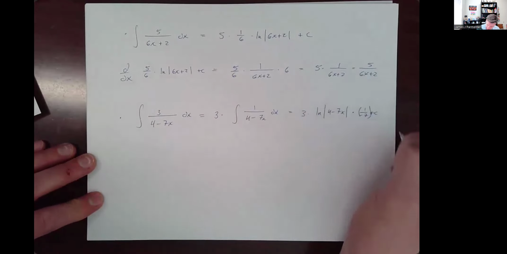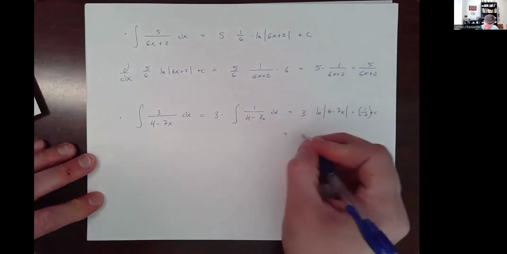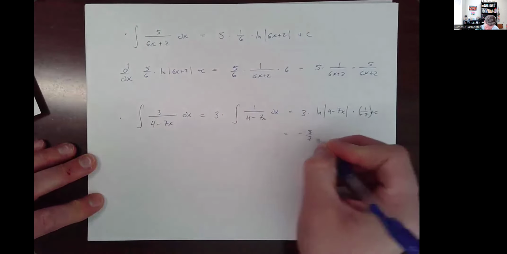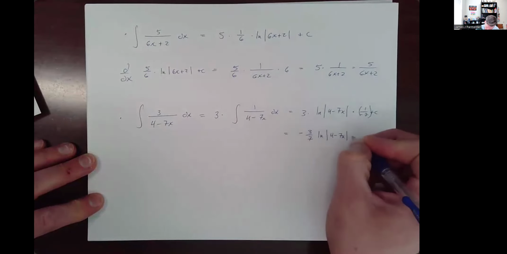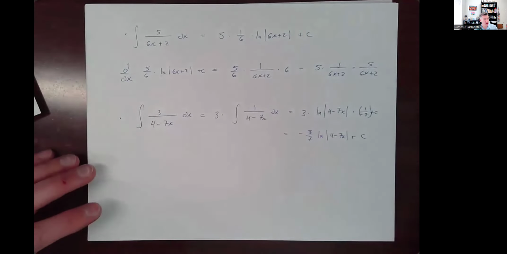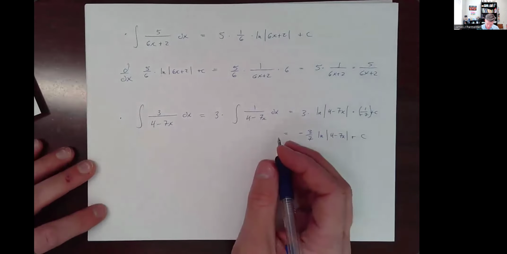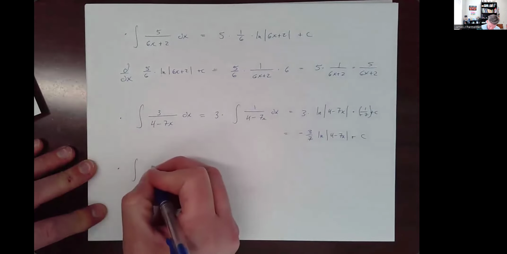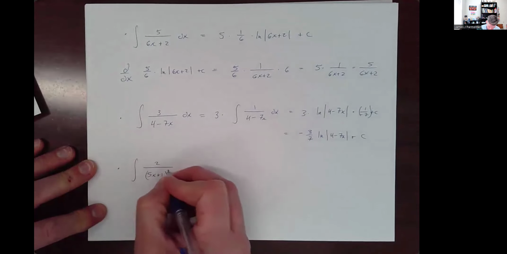If you want to make it look nice, sorry, the plus c should be after the parentheses there. I would write this as negative 3/7 times the natural log of the absolute value of 4 minus 7x, plus c. Just like that. I'm going to do it more complicated though. For example, you might have something like the integral of 2 over (5x plus 1) to the third.